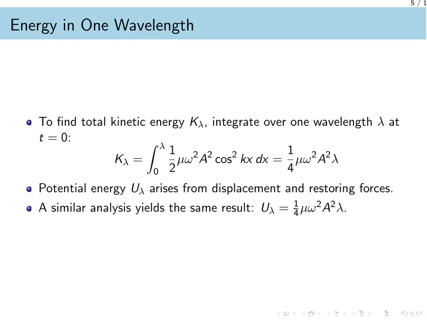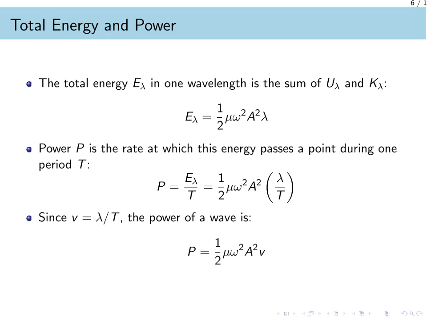Beyond kinetic energy, the string also has potential energy because it is stretched and displaced from its equilibrium position. A similar mathematical analysis for potential energy yields the exact same result. This means that in a traveling sinusoidal wave, the energy is shared equally between kinetic and potential forms. The total energy in one wavelength is the sum of the kinetic and potential energies.